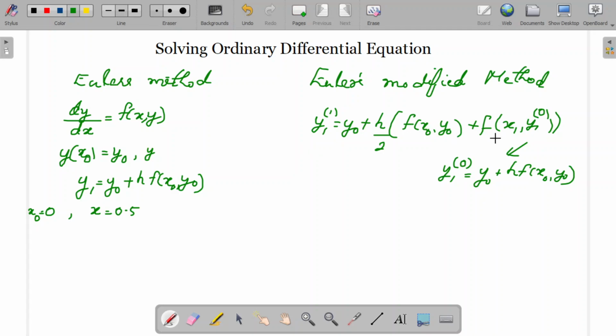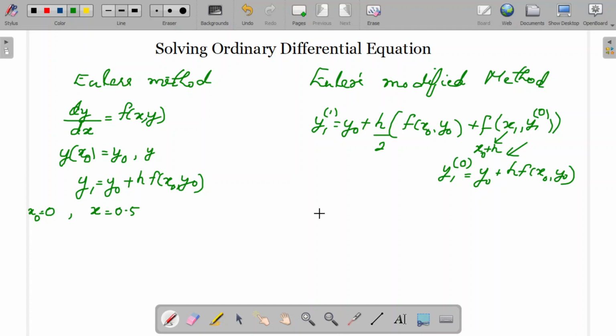Okay, so here you understood that y1, the first approximation, is this one. And similarly, you know what x1 is. x1 is basically x0 plus h, the interval h. Now, the same Euler's modified method is also called the second order Runge Kutta method.